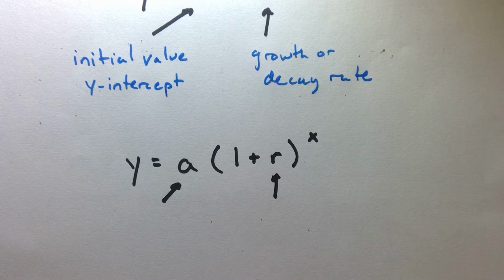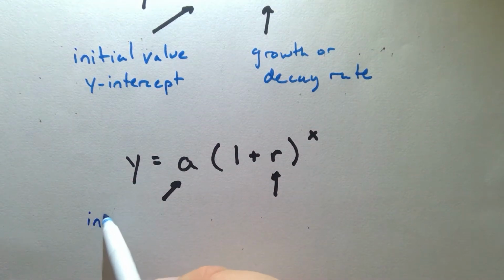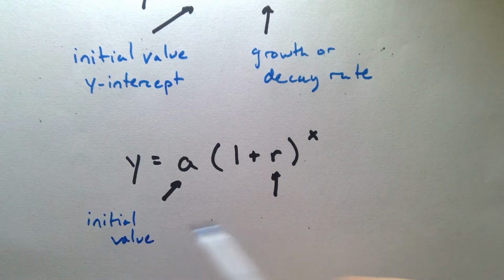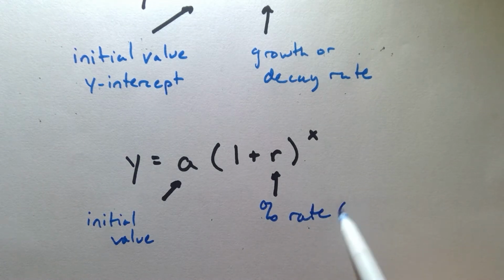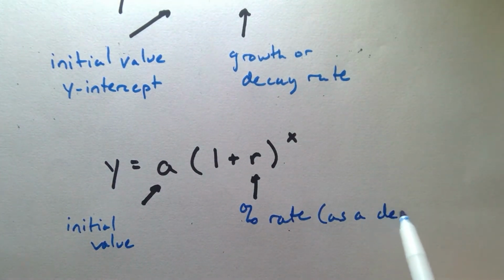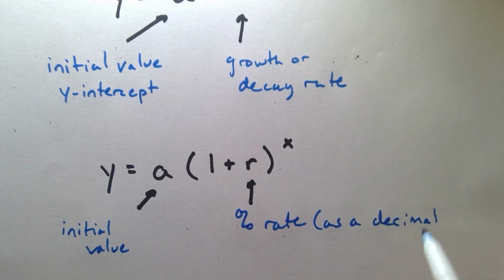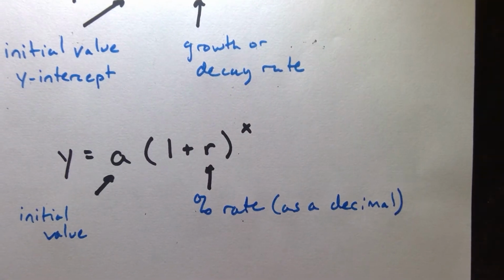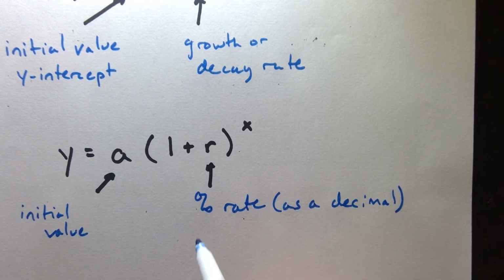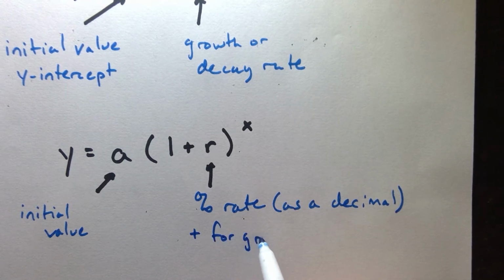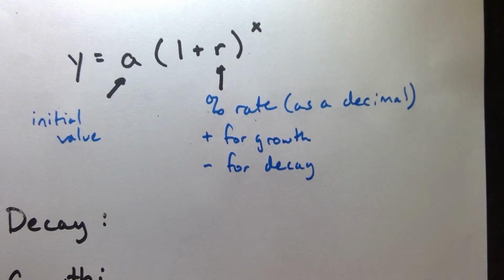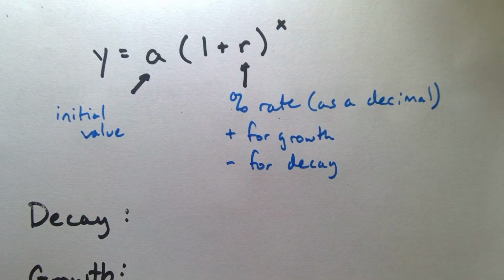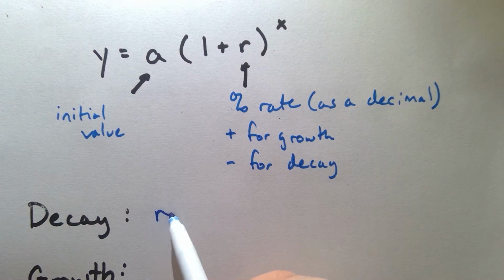We also saw this form of the equation. So once again, a is our initial value. Then we have this 1 plus r, and that's our percent rate, and I'll include it as a decimal. We'll see that today as we watch this video. And then plus for growth, minus for decay.